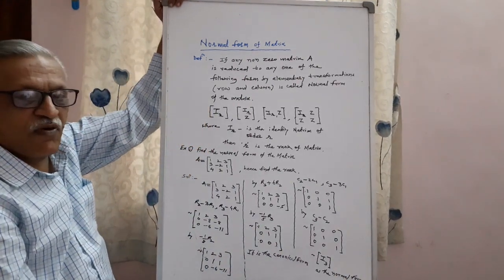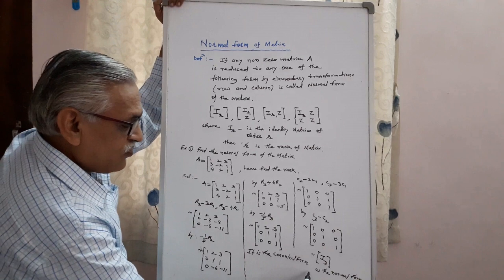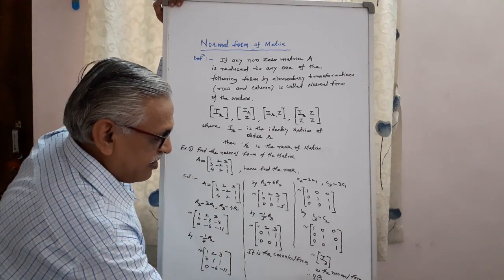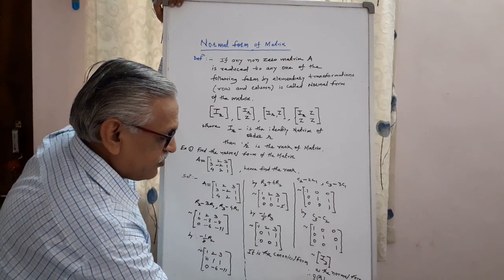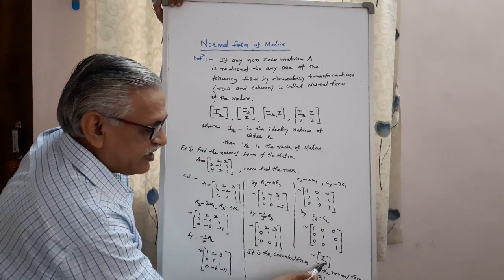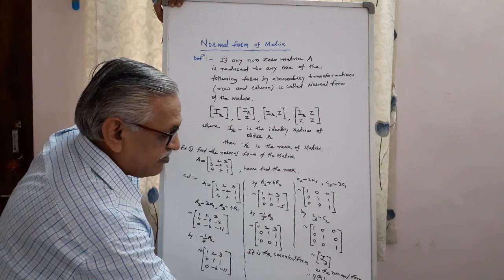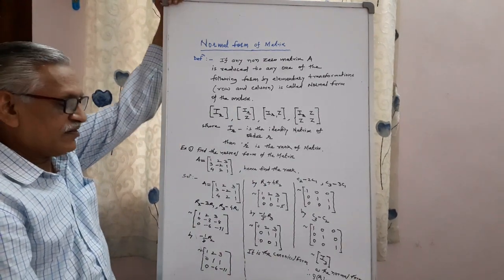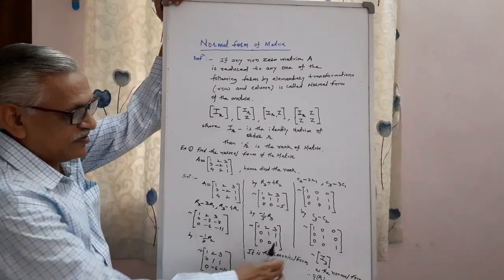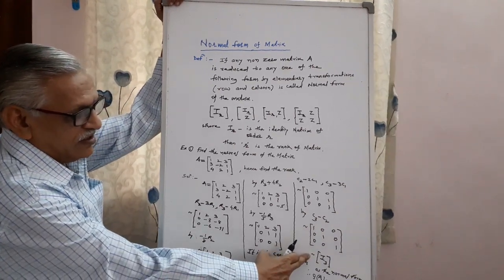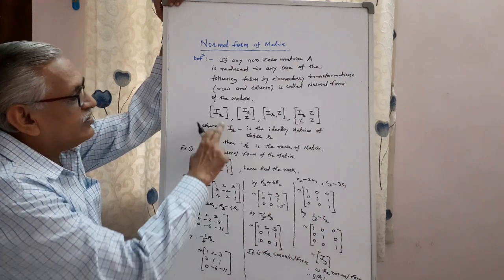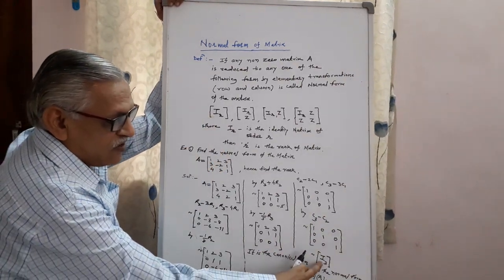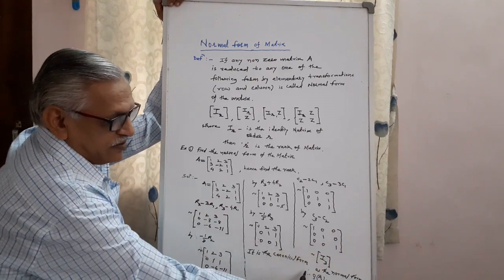As the normal form of that matrix, and therefore rank of A is equal to the order of this identity matrix, that is 3. This is the required answer. I3 is the normal form, first type, and the rank is the order of this identity matrix. It is equal to 3.